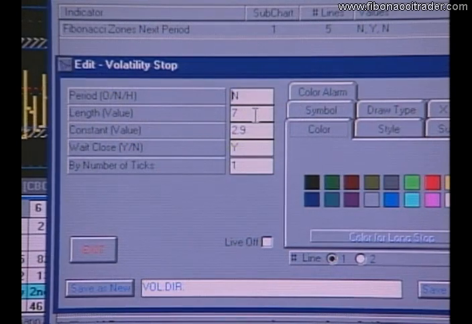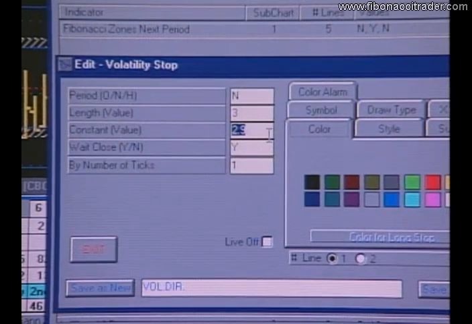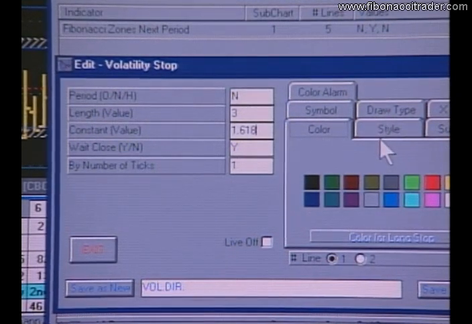Step number two, it says length or value is 7. We don't want 7. What we want is 3. And the constant value is 2.9. We don't want 2.9. We want 1.618 or 1.382. And we can see from the wheat, what I told you, is the constant here was 1.618. So we just type in there 1.618. If you don't want to bother, you can put 1.62, just as close.